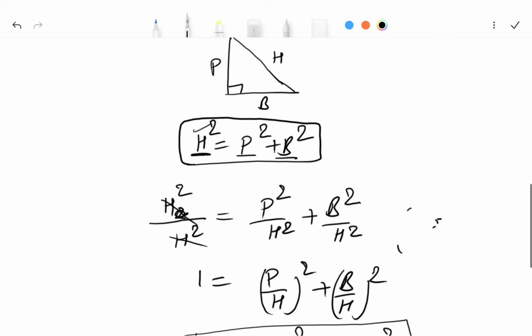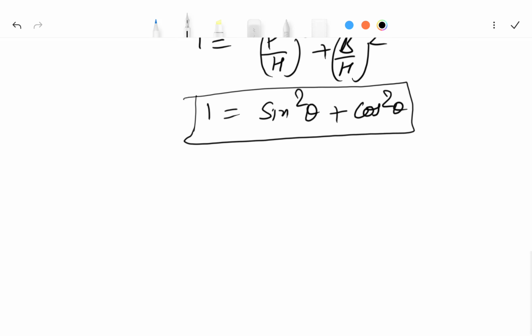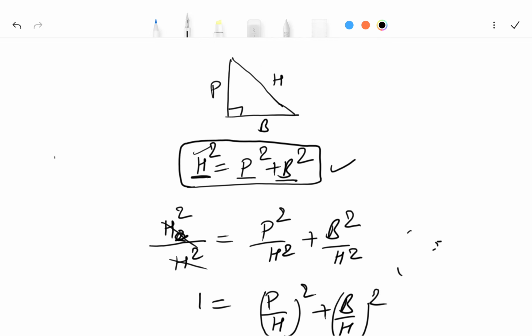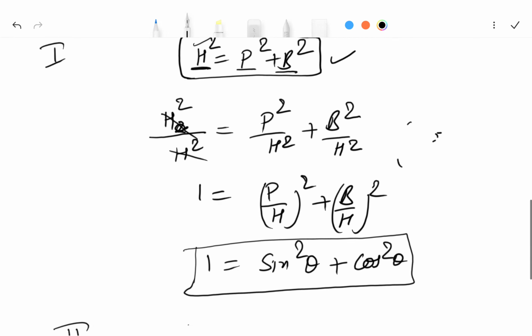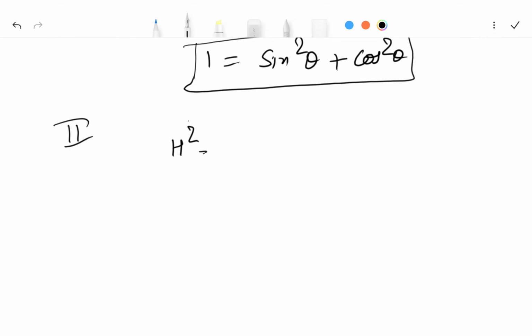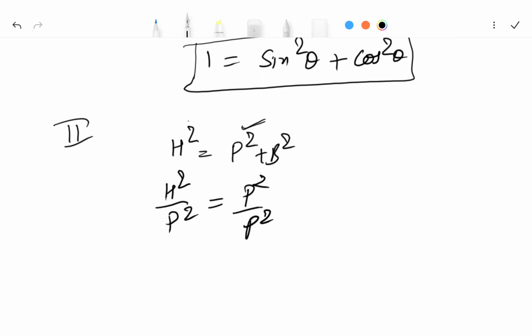So again I will take this. This is my second formula. I can write it here. That is the first formula. This is the second formula. I will write the same thing again: h square is equal to p square plus b square. In the first formula I selected h, but now I will select the second term, that is p. So h square by p square equals p square by p square plus b square by p square.